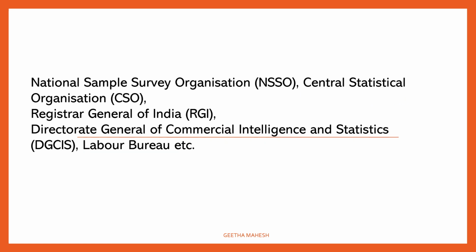Now let us have a glance at the most important abbreviations: National Sample Survey Organization, that is NSSO; Central Statistical Organization, CSO; Registrar General of India, RGI; Directorate General of Commercial Intelligence and Statistics, that is DGCIS; Labour Bureau, etc. These are the institutions which conduct surveys.